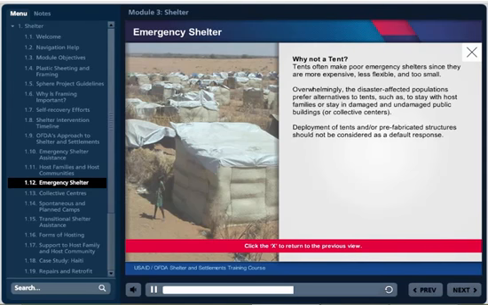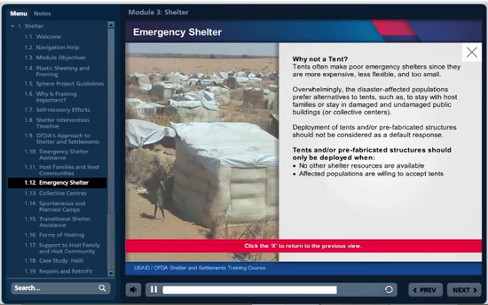Thus, the deployment of tents and/or prefabricated structures should not be considered as a default response, but only deployed after a field-based assessment determined that no other shelter resources are available in affected areas, that affected populations are willing to accept tents or prefabricated structures, and sufficient resources are available to support purchase and deployment costs. Tents and/or prefabs, if used, must be accompanied by a longer-term plan.